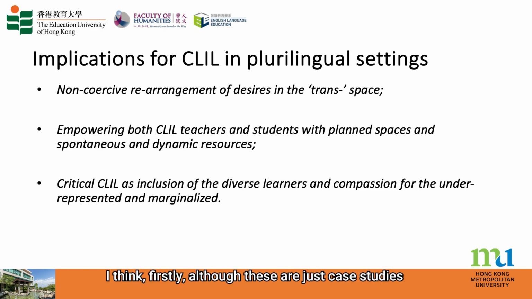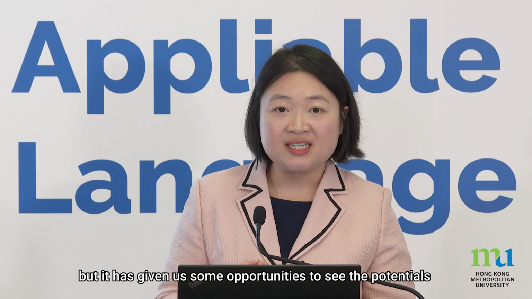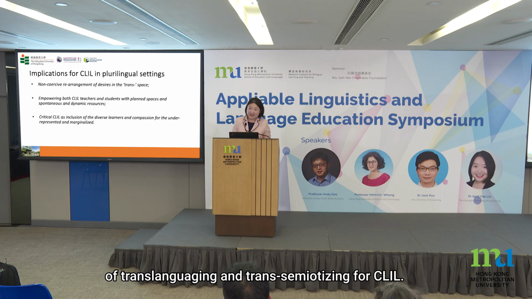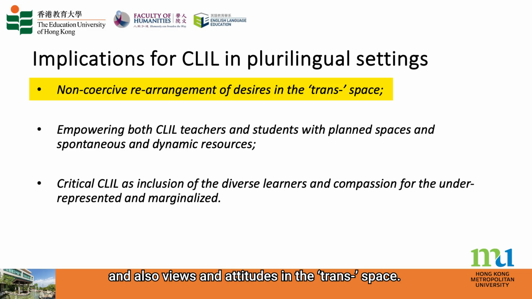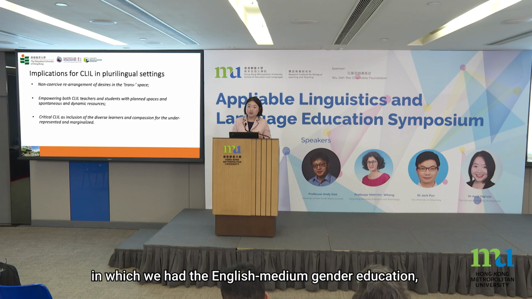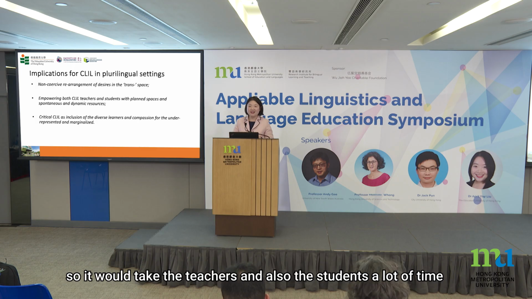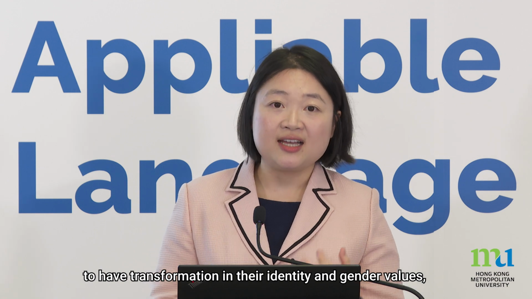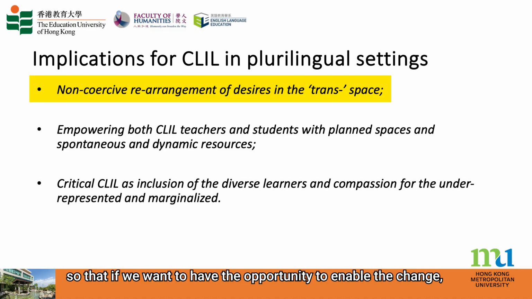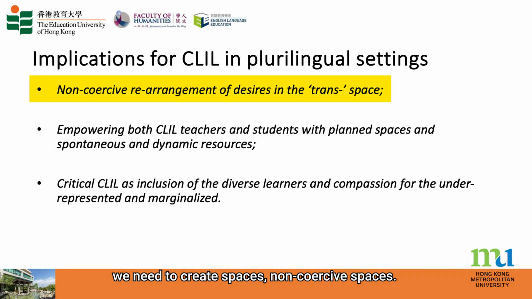Some implications. I think, firstly, although these are just case studies, they have given us some opportunities to see the potentials of translanguaging and transthematizing for CLIL. Firstly is the non-coercive rearrangement of desires and also views and attitudes in the trans space. Because when we look at the first case, in which we had the English medium gender education, it would take the teachers and also the students a lot of time to have transformation in their identity and gender values. So if we want to have the opportunity to enable the change, we need to create non-coercive spaces.